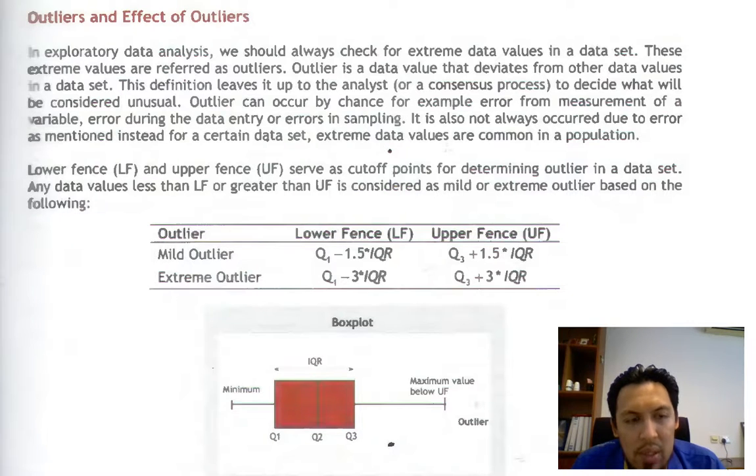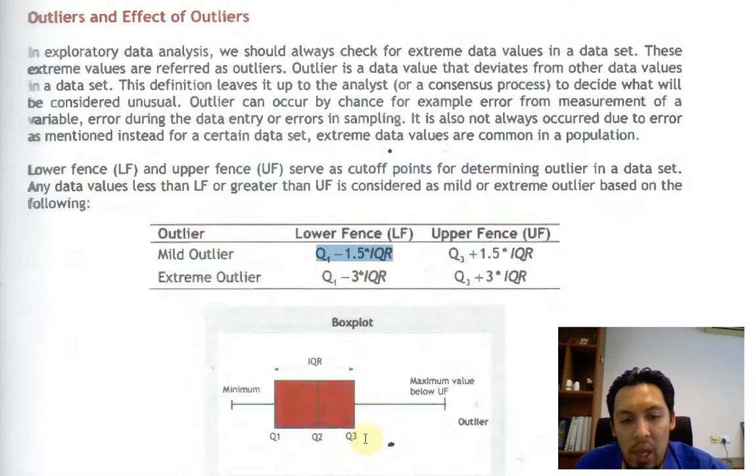In our syllabus, outliers are usually determined by incorporating them into our box plot to show it visually, or we can also calculate it by using quartiles. So what is the formula? For a mild outlier, we have this formula: Q1 minus 1.5 times IQR.